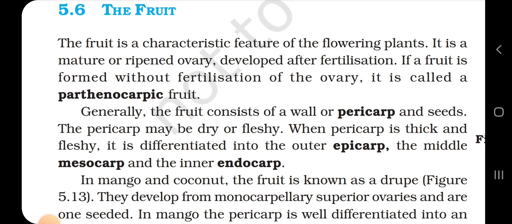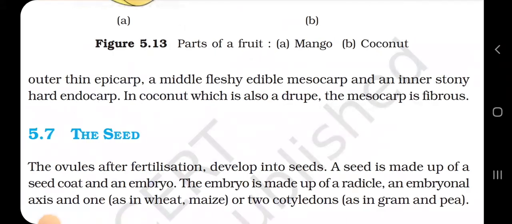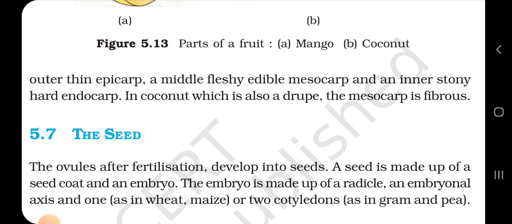In mango and coconut, the fruit is known as a drupe. Figure 5.13. They develop from monocarpellary superior ovaries and are one-seeded. In mango, the pericarp is well differentiated into an outer thin epicarp, a middle fleshy edible mesocarp, and an inner stony hard endocarp. In coconut, which is also a drupe, the mesocarp is fibrous.